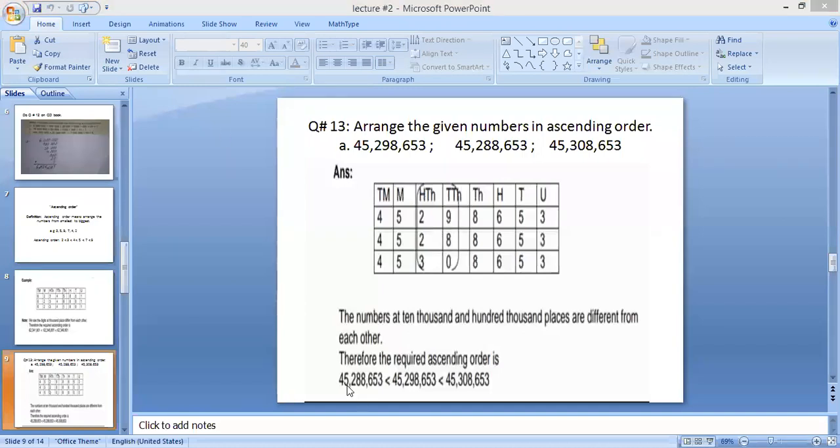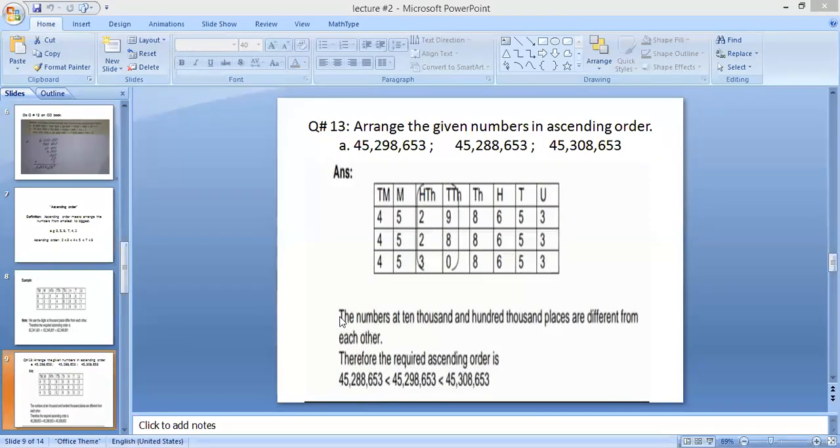Here, 45,288,653. Put the symbol less than. And after this you can check you have 29 and 30. Which one is less? 29. You will write the first row here, 45,298,653, less than. Now the next number is this one, 30. So you can write the last row at the end. This is your ascending order.